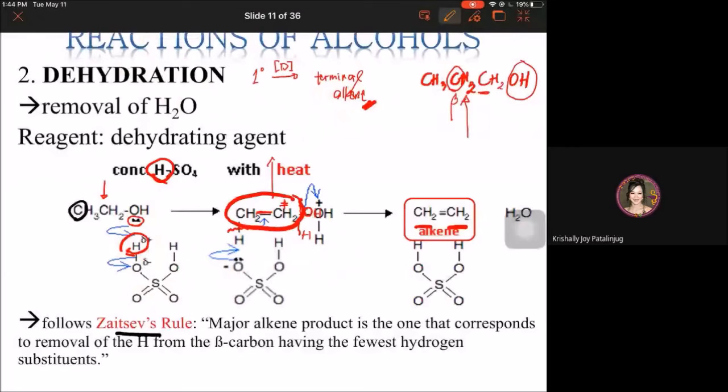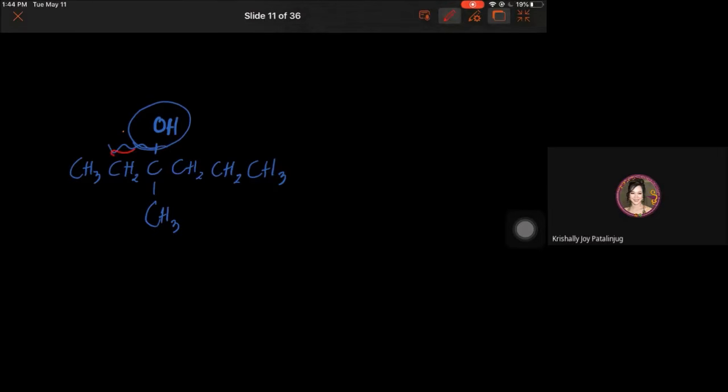Ay, sorry, it got erased. Okay, let's redraw it. Somewhere in the PowerPoint there is an eraser. Sige, let's go back. CH3, CH2, then on carbon 3, OH, then CH3, then CH2, CH2, then CH3. So, what will happen? This part will be deprotonated. Then, the double bond can be formed on this side, or here. It's up to you.